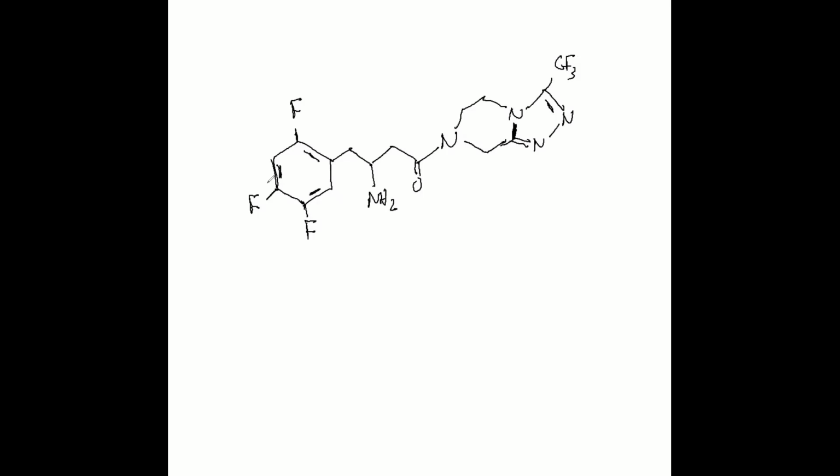So how many carbons do we have? We have 1, 2, 3, 4, 5, 6 carbons here, 7, 8, 9, 10, 11, 12, 13, and then we have 14, a carbon here, and then we have 15, so C15. Now what about the hydrogens?